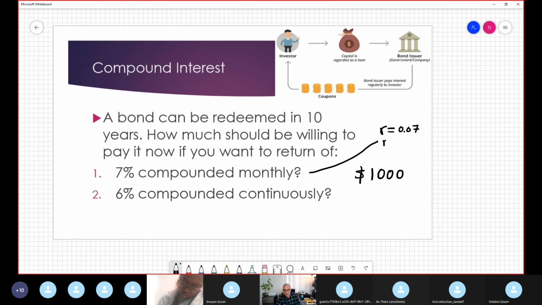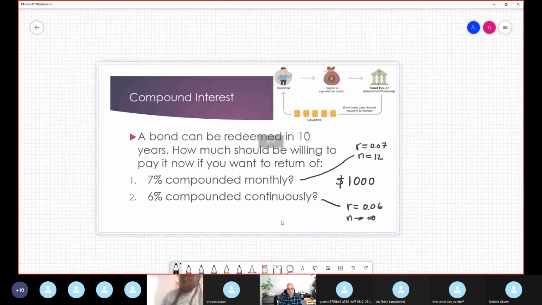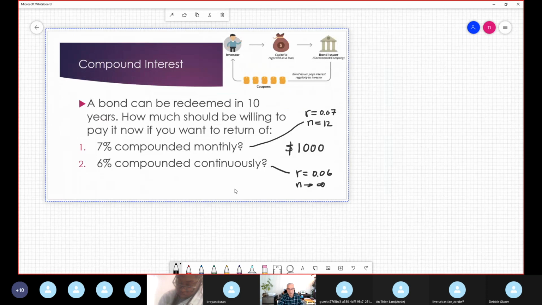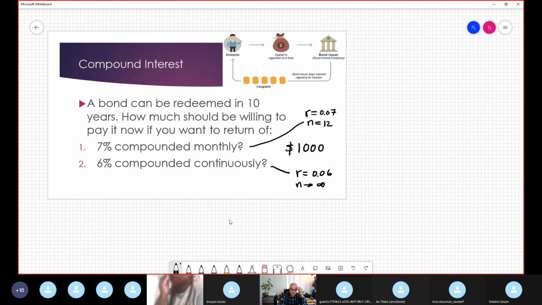In the first case the interest rate is 0.07 and the compounding is monthly, so 12. In the second case the interest rate is 0.06 and the compounding is infinity because it's continuous. You suppose it's increasing, but not like stairs, more like a curve. So basically my problem compares two possibilities, and you need to determine which is the best option, number one or number two.